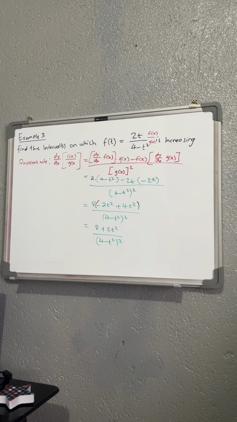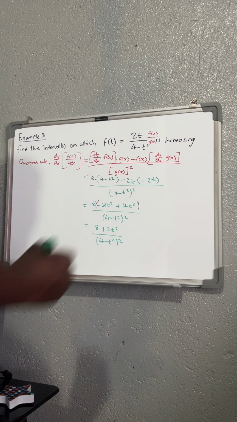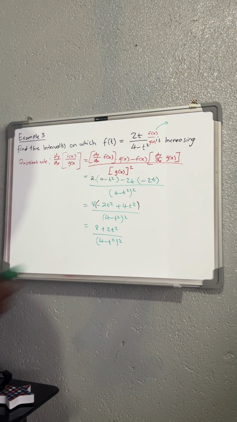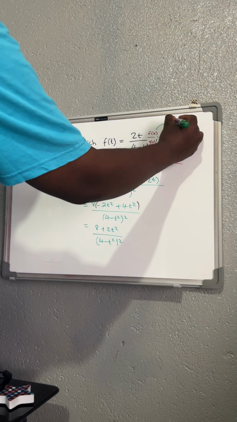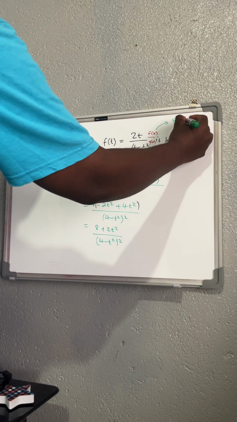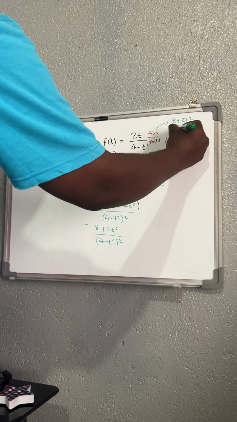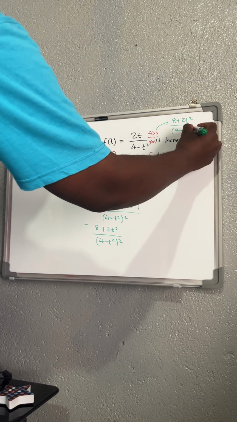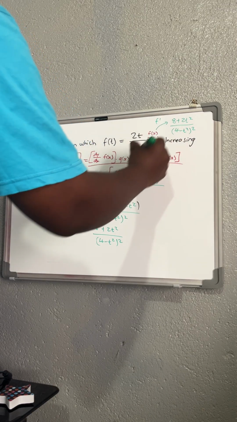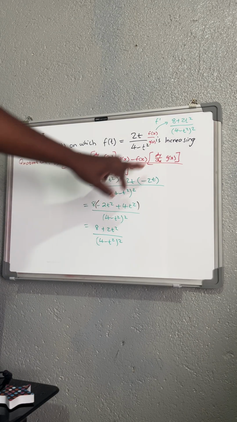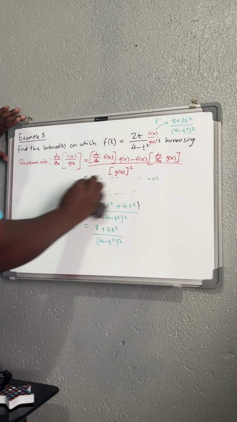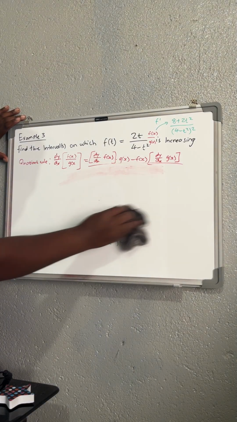So that's basically the final answer. I'm just going to write it here so that I can copy it again, because we don't have enough space. I have 8 plus your 2t squared over 4 minus t squared all squared. This is the differentiation. On those other parts, I was just using it to explain. Since we were able to find it and I need the space, I'm going to erase this.